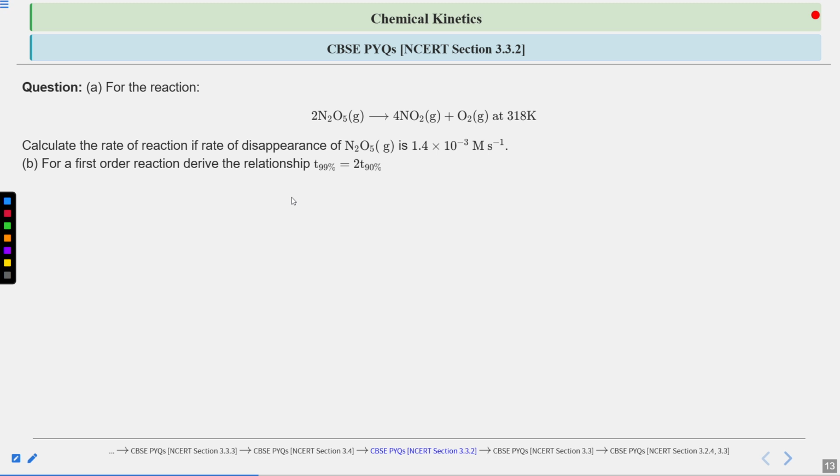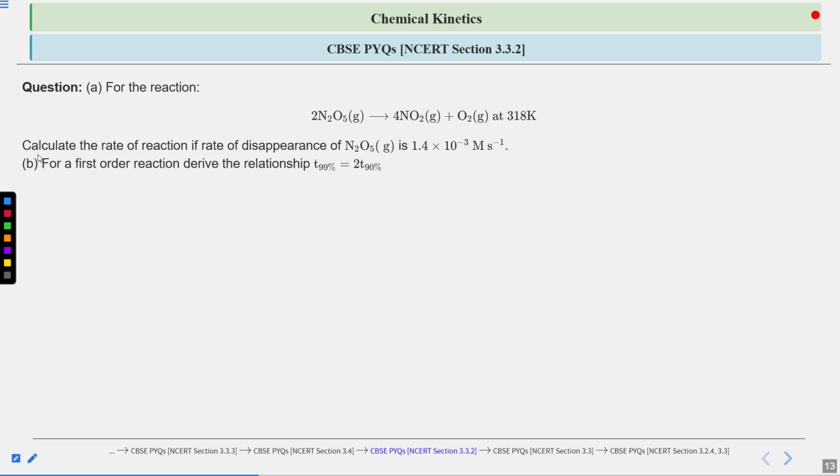So in the first part of the question, we are asked to calculate the rate of the reaction for this given reaction at 318 Kelvin, if we are given the value of the rate of disappearance of N2O5 as this much.